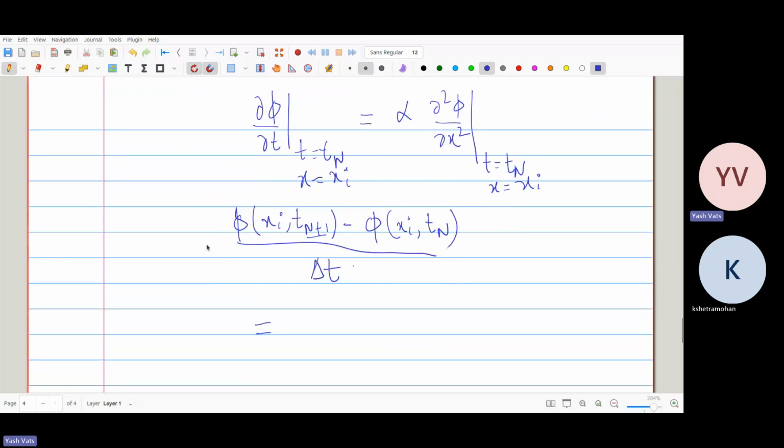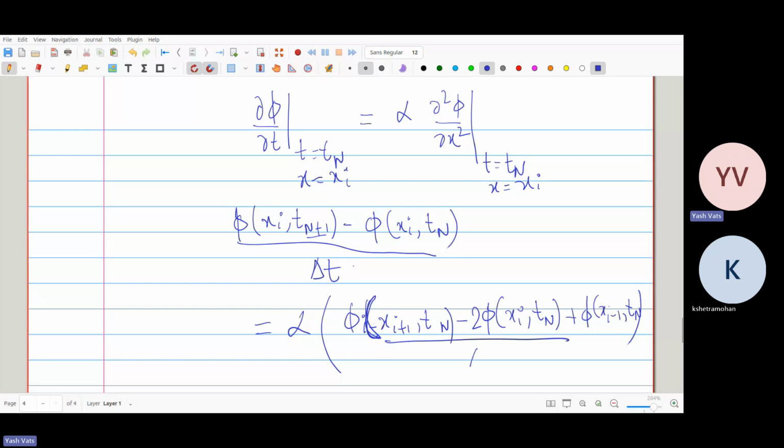And on the other side, we have alpha and del 2 phi over del x square. How do you find the approximation that we have already discussed? That is phi(xi+1, tn) minus 2 times phi(xi, tn) plus phi(xi-1, tn), divided by delta x square, and so on.